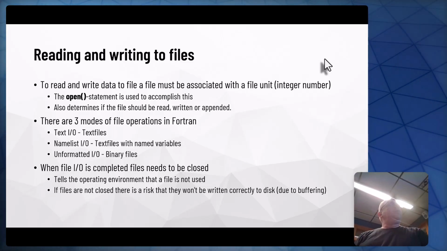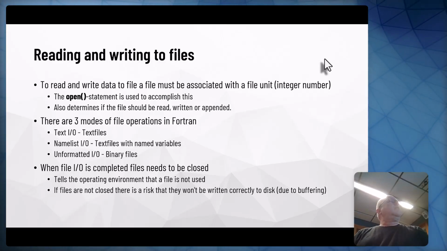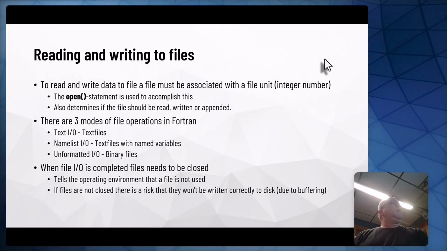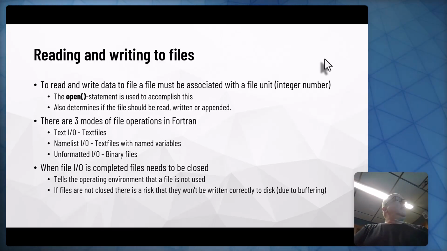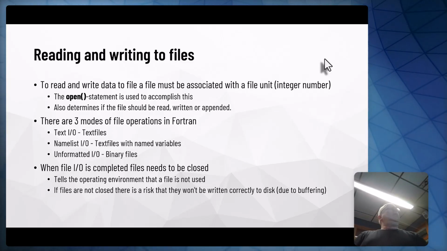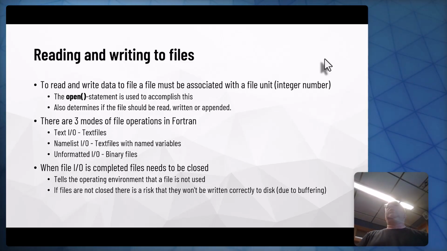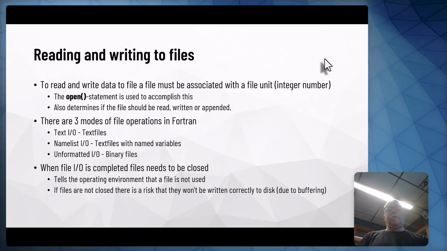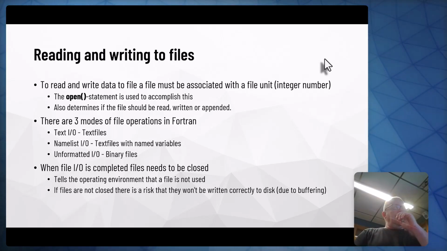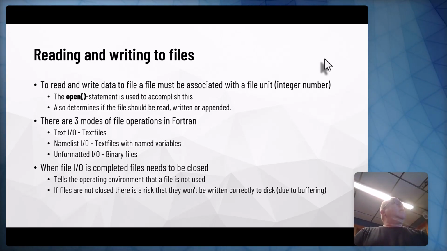In this open statement, you also determine if you should read or write the file. There are three modes of operation for files. You have text I/O, that's just like we did in Python. Namelist I/O, which is text files with named variables, so it's similar to JSON but with its own format. You also have binary files, which is called unformatted I/O.